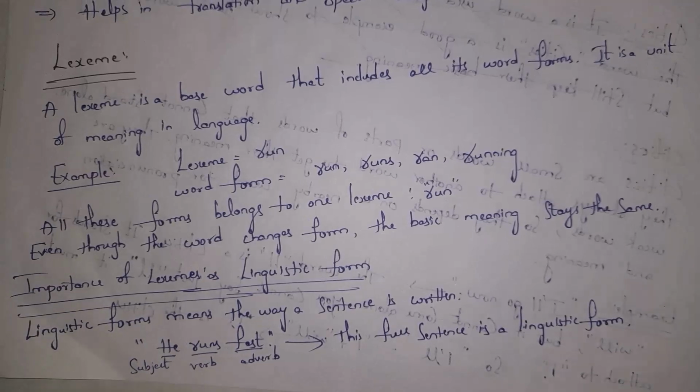Next I will explain importance of lexemes as linguistic form. But before explaining this, you have to know what is linguistic form. Linguistic form means the way a sentence is written. For example, I will write, he runs fast. We consider this full sentence as linguistic form, where he is subject and runs is verb and fast is adverb. We call this sentence structure as linguistic form.